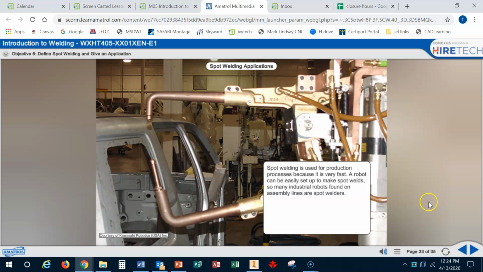Spot welding is used for production processes because it is very fast. A robot can be easily set up to make spot welds, so many industrial robots found on assembly lines are spot welders. Spot welding is used to weld car body parts, filing cabinets, and other sheet metal products. Robots in automotive factories can produce a weld in about 100 milliseconds, or 1/10 of a second.